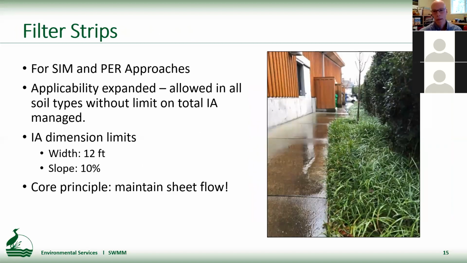Filter strips. The technical basis for the sizing tables that we have for filter strips has been completely reevaluated and reworked, and I think that the technical basis is a lot more solid. These are allowed under the simplified and performance approaches. And there are sizing tables for the performance approach within the section devoted to filter strips. So we're really hoping we've expanded the applicability, again, allowed in all soil types, and without a limit on the total impervious area managed, although there are dimension limits on the impervious area, a maximum width of 12 feet and a maximum slope of 10%.